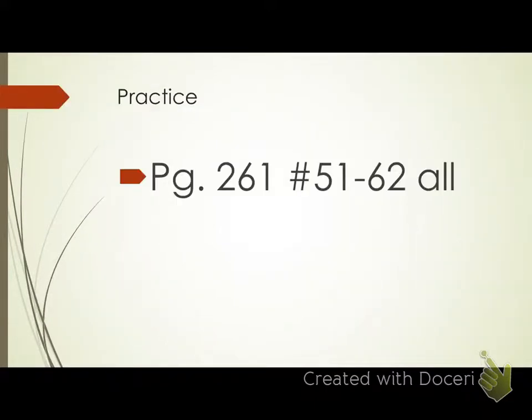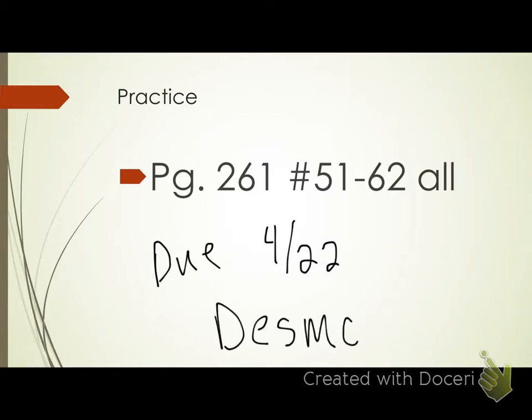Here we go. Page 261, numbers 51 through 62 all. This will be due on Thursday, April 22nd, on Canvas. If you, for some reason, don't finish in class, some of you will hopefully finish in class, some of you may not. I'm okay if you use Desmos at home. It's that online graphing calculator. But don't sit here and not work on it and say, I'll just work on it at home, because you need to be comfortable using the graphing calculators.